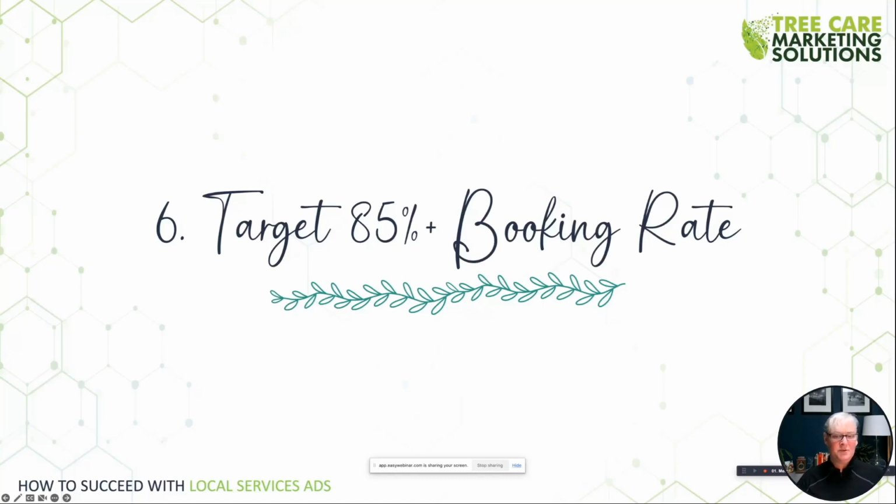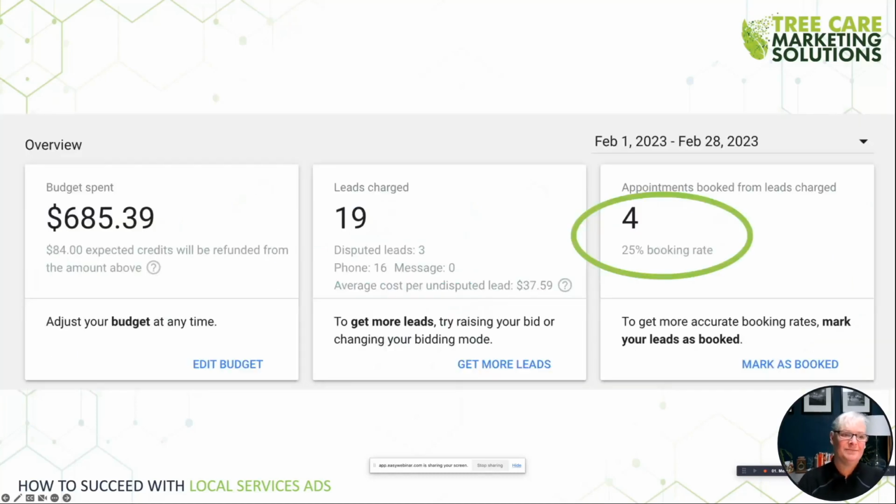And again, down the road, if they don't accept it, you're just going to archive them. Okay? How do you know what your booking rate is? Google tells you. Of course it does. In your overview, you're going to see your budget spent in whatever time frame you're looking at. So this was for February. We're still in February, aren't we? Yes, this is February. That's the budget spent.